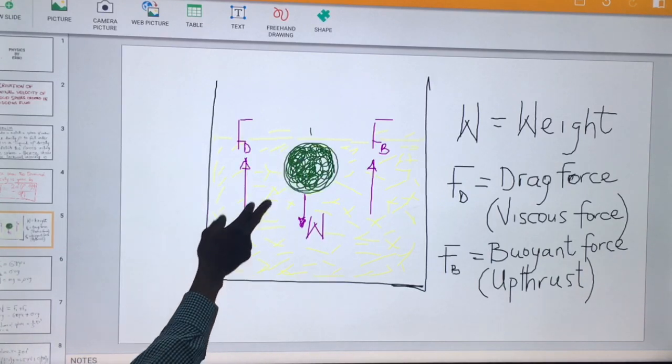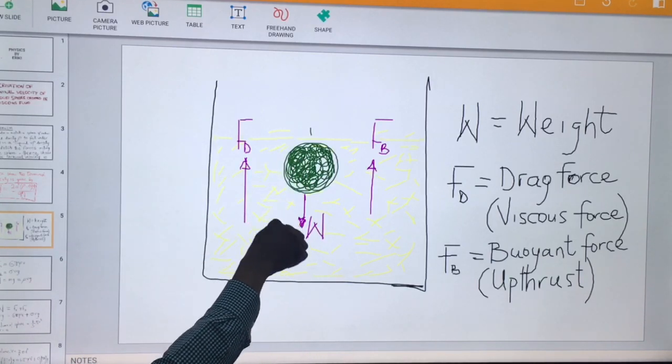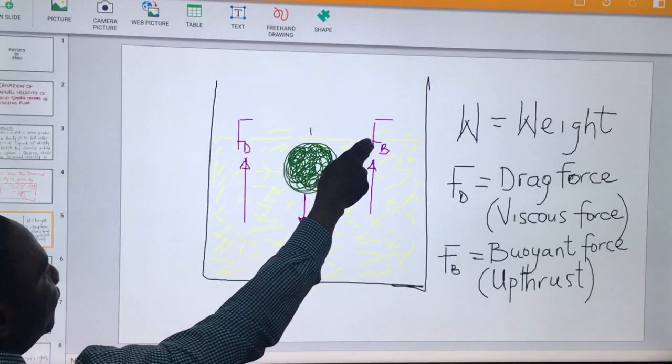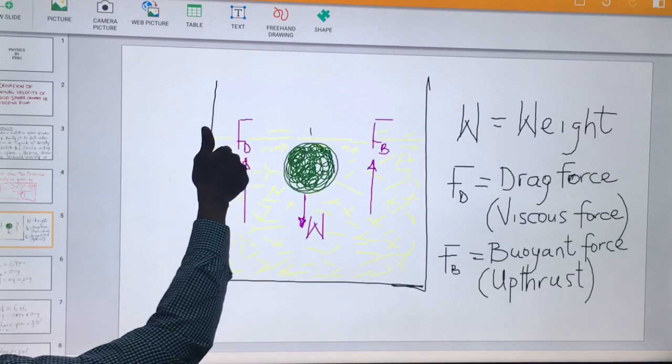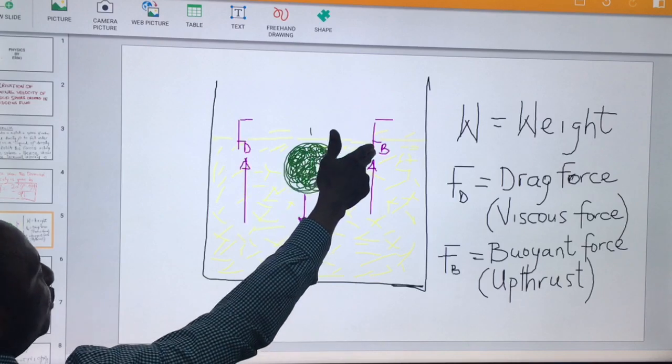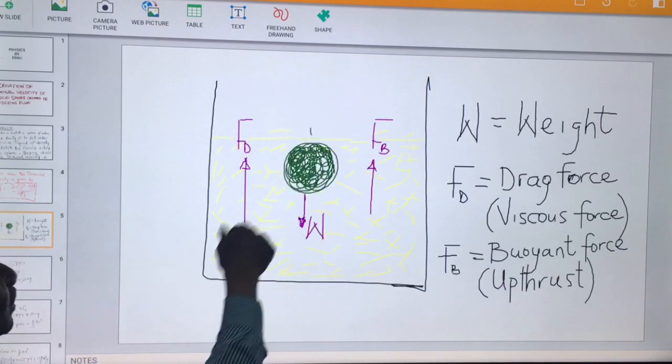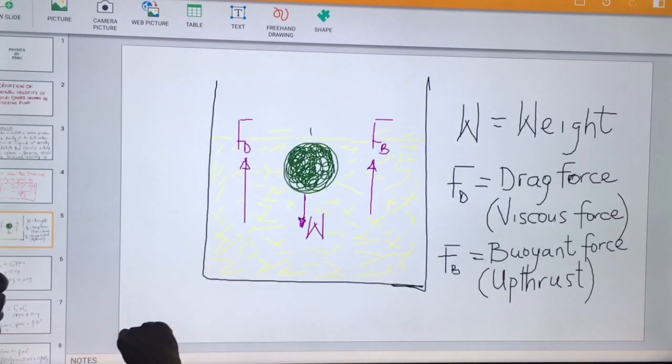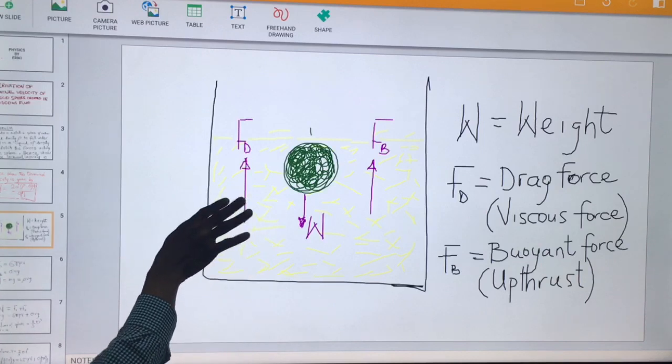For a body that is dropped in a viscous fluid, there are 3 forces acting on the body. One of them is the weight, acting vertically downward; the viscous force, which is the drag force, acting upward; and the buoyant force, which is the upthrust, acting upward. These are the 3 forces acting on a body that is dropped in a fluid.